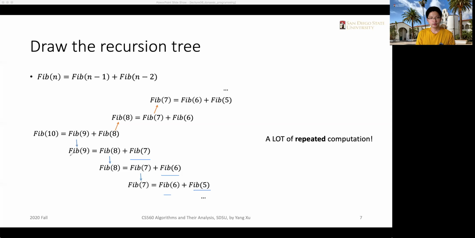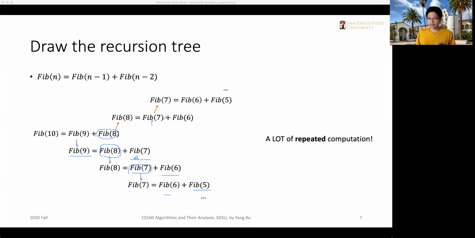When we solve fib of 9, we need to solve fib of 8, okay? But after this step is done, we're going to solve fib of 8 again. And in the process of solving fib of 8, we need to solve fib of 7, but fib of 7 is solved again here and here, right? So there's too much computation wasted solving the same problem repeatedly, which is totally unnecessary.